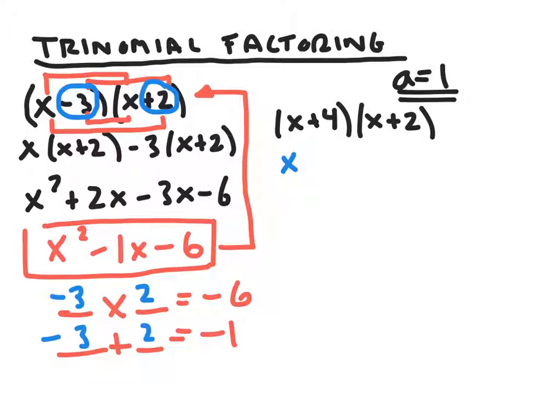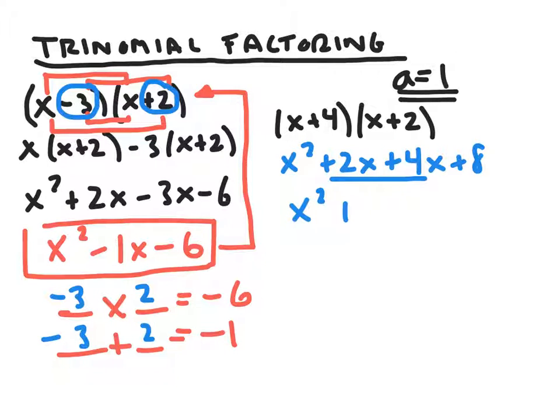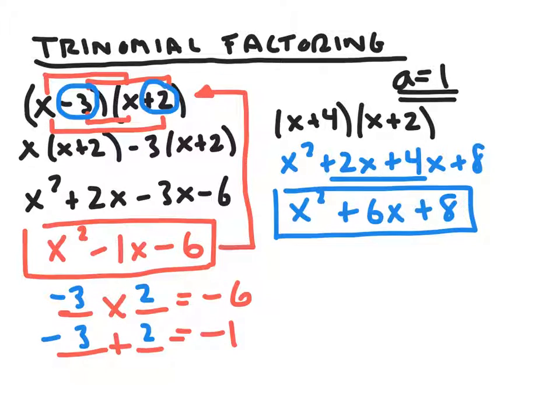So if we were doing the next one again, we could multiply this out. We would get x squared plus 2x plus 4x plus 8. This simplifies in the middle here to be plus 6x plus 8. Here's our trinomial. And if we were working backwards, we learn a little trick. We would be looking for two numbers that multiply to 8, but that would add to the middle term 6.